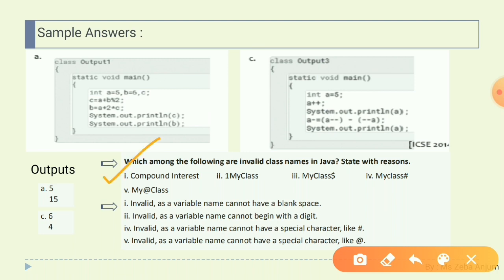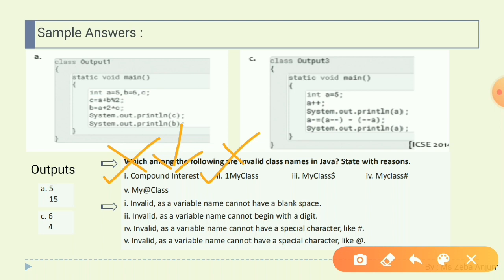For the first one, compound interest. It is clearly invalid because we are having a space over here and it is not allowed in an identifier. In the second one, at the first position, you have encountered a digit and that is not valid for an identifier. That is why it is also invalid.